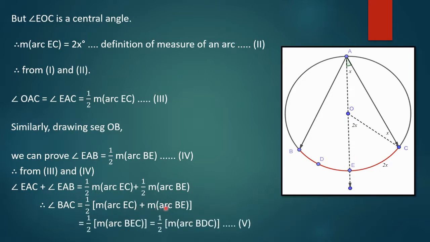Now, by taking half common and by adding arc EC and arc BE, we get arc BEC. Note one thing, arc BEC is the same as arc BDC. Therefore, we replace it with BDC. Therefore, angle BAC is equal to half of measure arc BDC. We name this as equation 5.